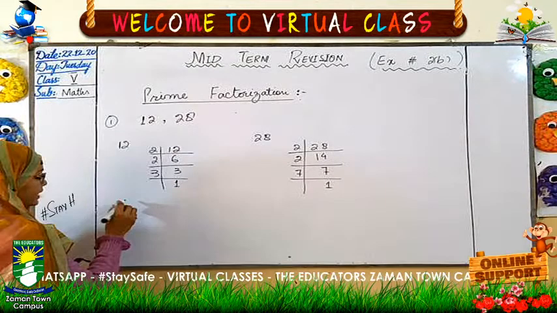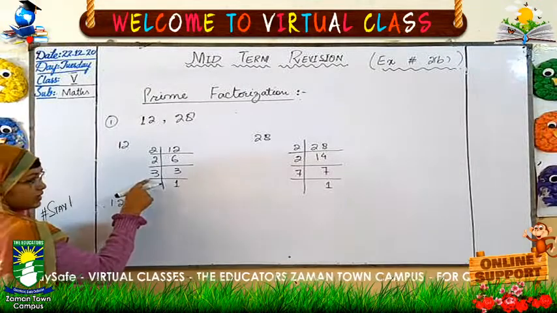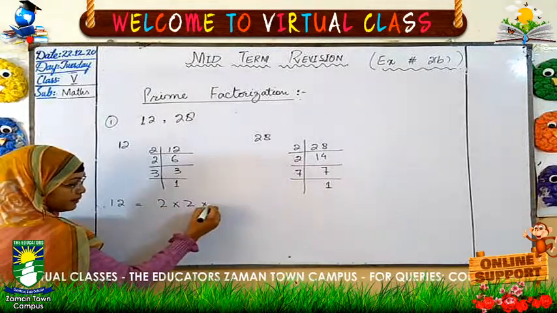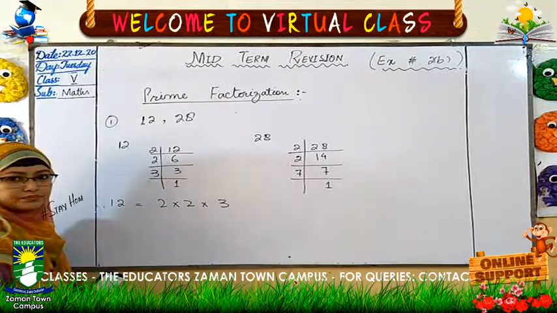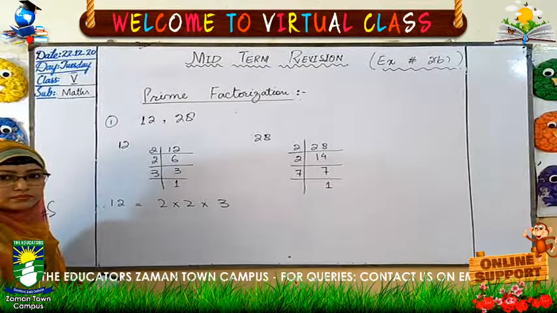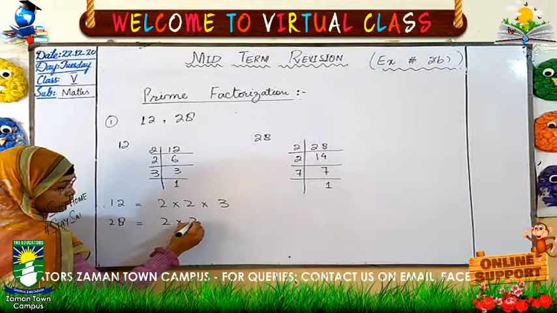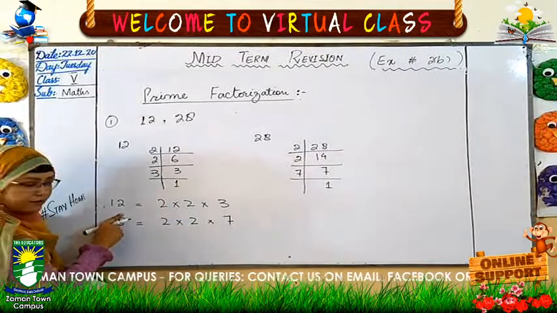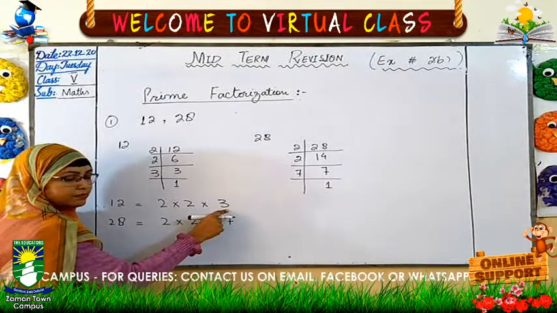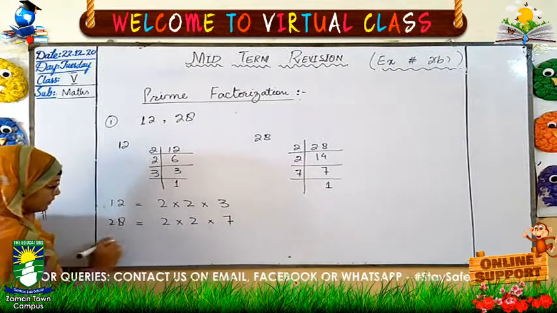Factors, how? 12 is equal to, these are the factors of 12, 2 multiply by 2 multiply by 3. Then we will write down the factors of 28, which is equal to 2 multiply by 2 multiply by 7. We have written the factors of 12, these are 2 multiply by 2 multiply by 3, and then the factors of 28, which is 2 multiply by 2 multiply by 7.